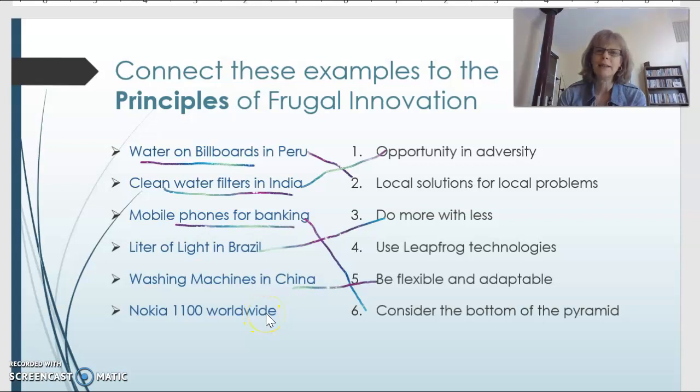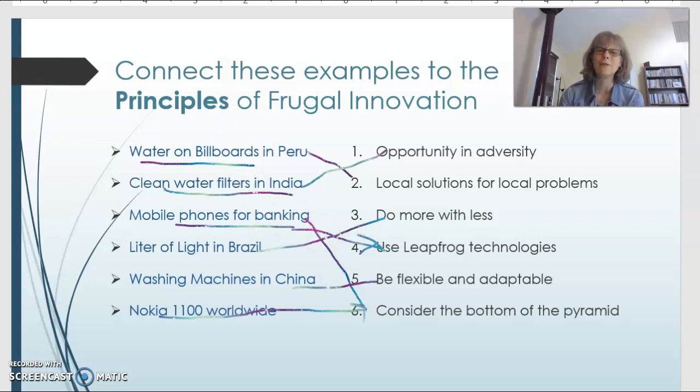Oh, wow, I see that I might have, yeah. Okay, the Nokia worldwide, that's my consider the bottom of the pyramid. Sorry, guys. The mobile phones for banking, a little different. That is the leapfrog technology. That's using a mobile phone and just jumping over the idea of an ATM, but instead using those mobile phones for banking. That was their example for leapfrog technology.